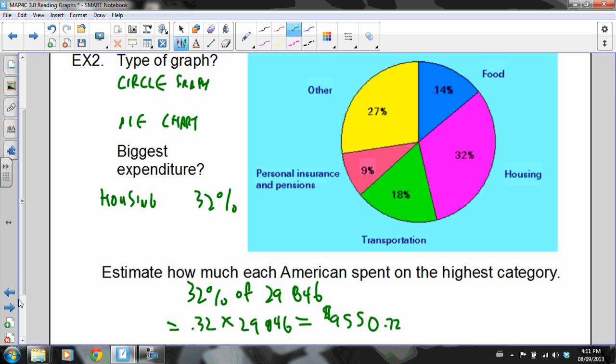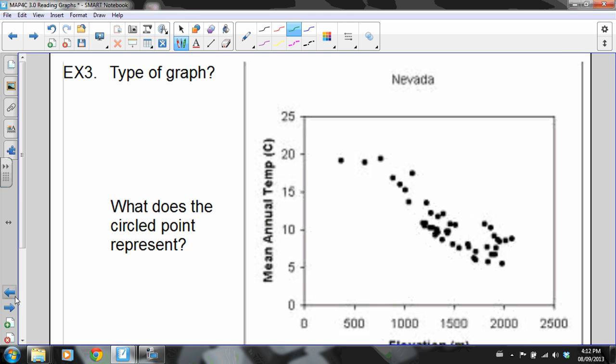Circle graphs or pie charts. This one is a different one. What type of graph is it? What is the circled point? Now there's no circled point, but I'm going to circle this one. So what type of graph? And you haven't seen this one since maybe grade 9-ish. It's a scatterplot, right? Where we plot a bunch of points and we look for a trend line or something like that. We can see the trend line is going downhill.